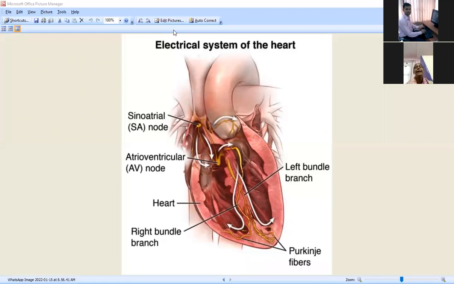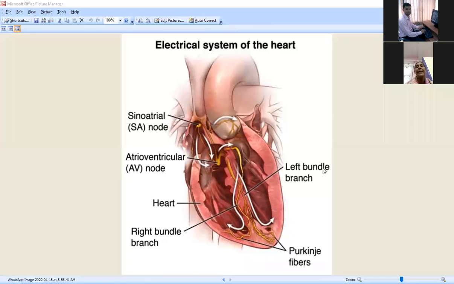Then the second step, when the atria contract. When the atria contract, they send blood to the respective ventricles through the valve. Here, the valve has a significant function. The valve sends blood always in the forward direction. It prevents backflow of blood. So in this way, the second step is when the atria contract.